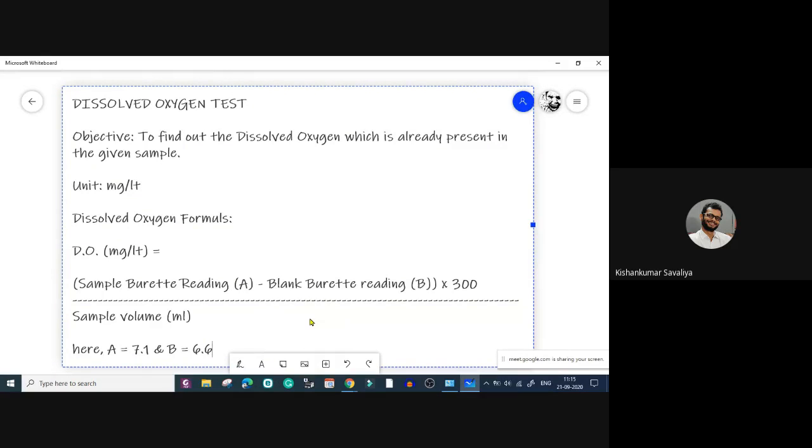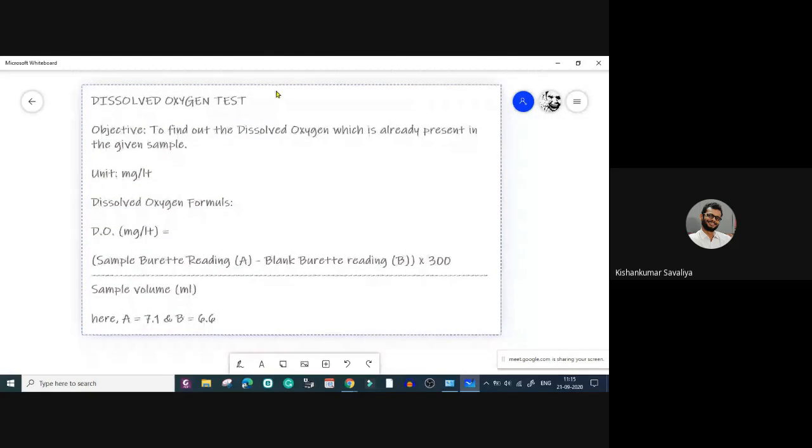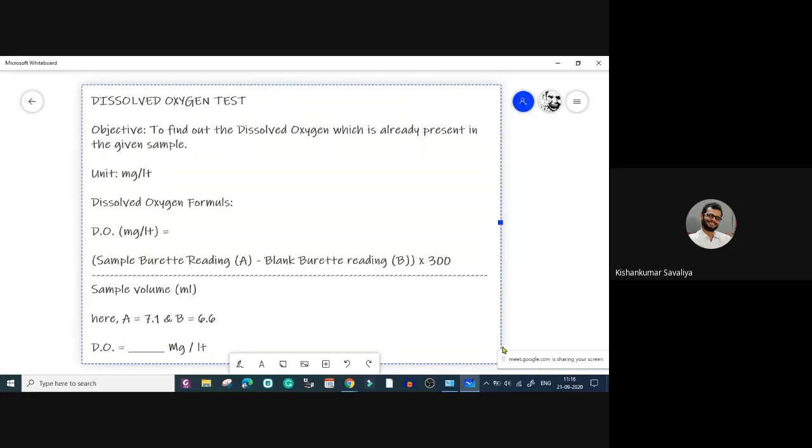Now, tell me what is the value of dissolved oxygen in milligram per liter in the given sample. So calculate this. Dissolved oxygen is equal to how much milligram per liter? Everybody just write down your answer in the chat box.